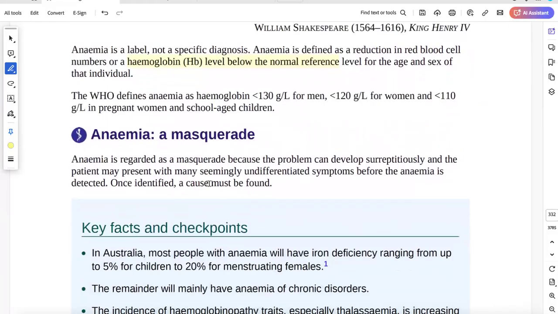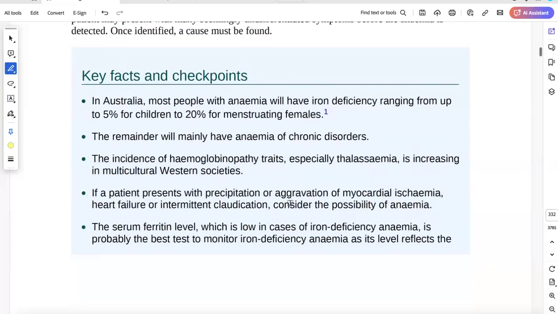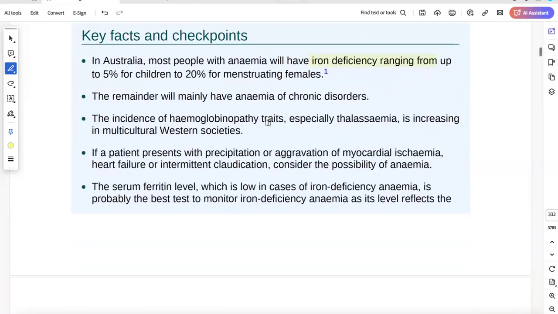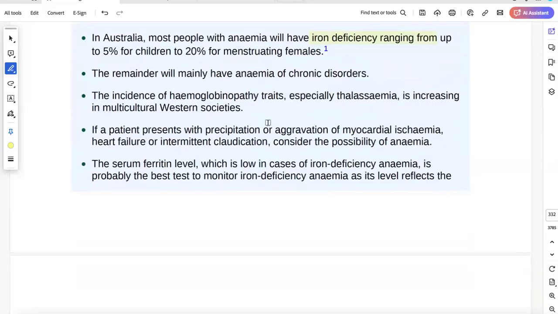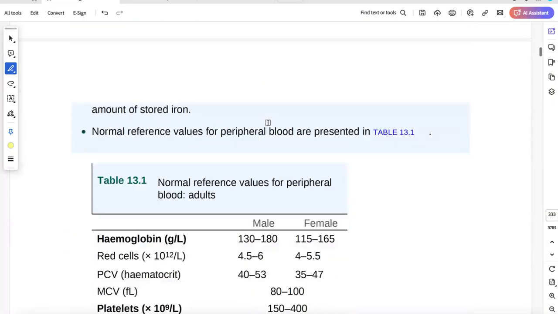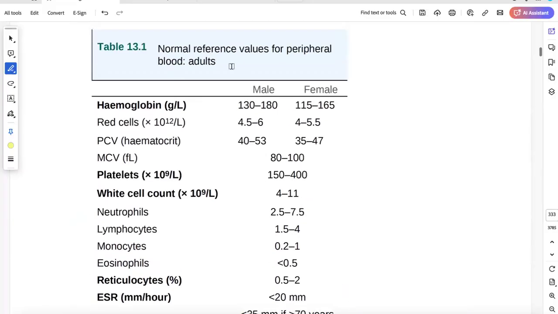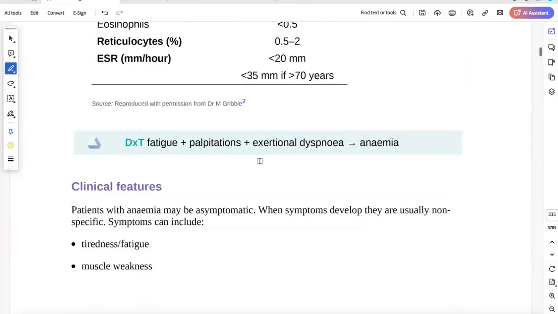And by low hemoglobin, it means that for men, it is less than 130 gram per liter, and for women, that is 120 gram per liter. That's anemia. So the most common cause of anemia in Australia is iron deficiency anemia. Almost 20% of menstruating women can have iron deficiency because of excess blood loss. You don't need to remember the normal reference because that will be given in the exam.